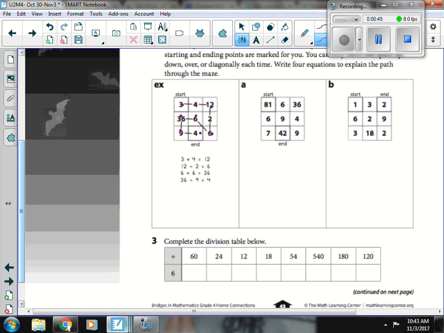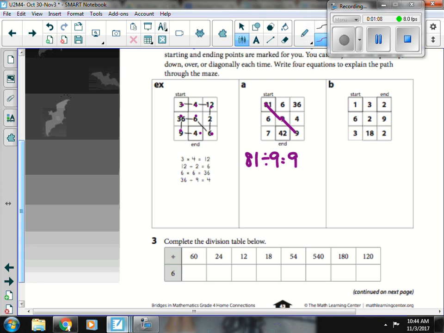So I'm going to start here at 81, and I see I have a 6 or a 9. Well, 81 doesn't go into 6, so it must go into 9. And I'm going to say 81 divided by 9 is 9. I'm going to continue my line down.